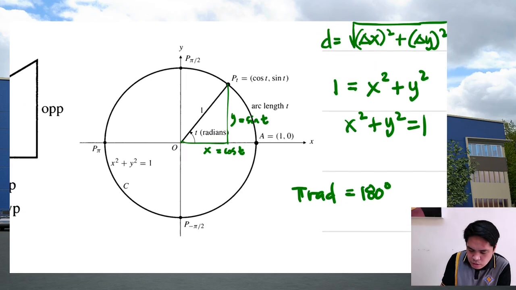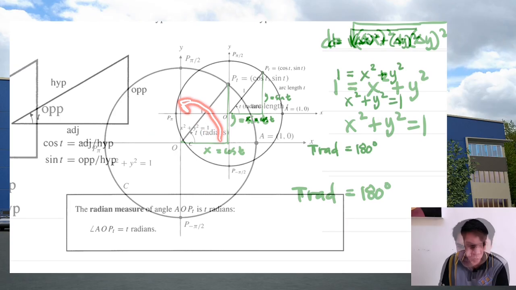So let's go back here. This is pi. So its half, from here to here, is just pi over 2.